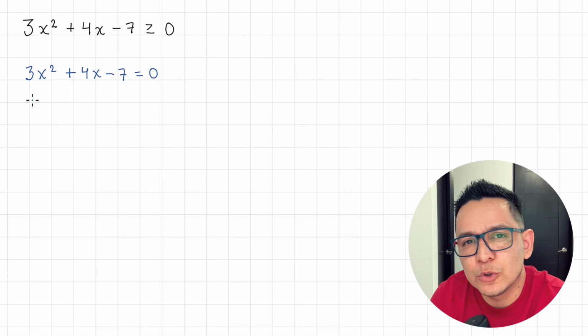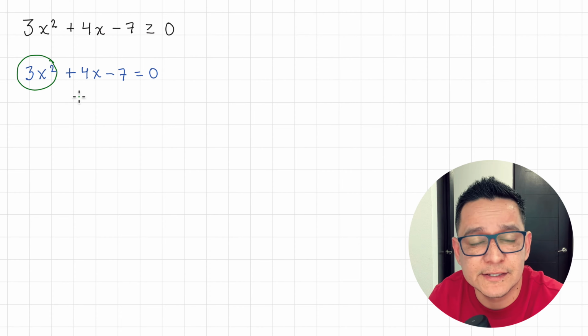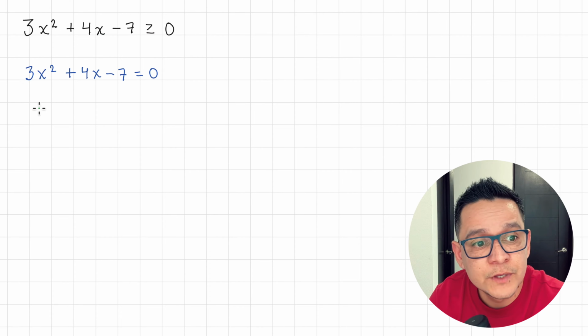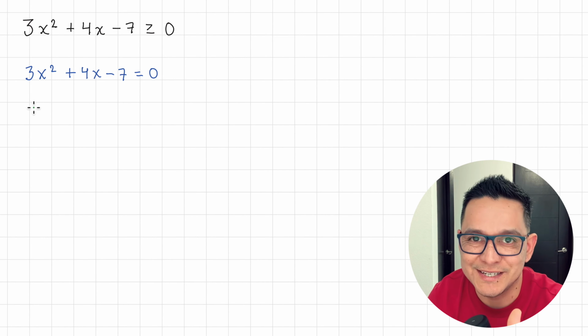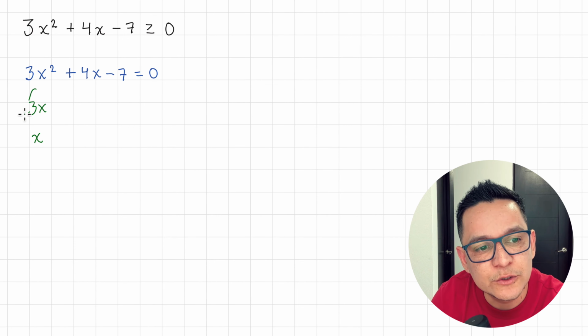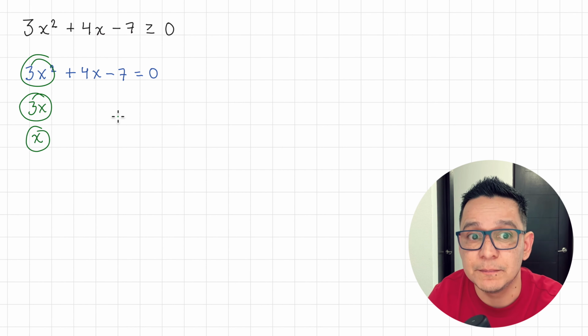Remember that this method consists of looking for two numbers, or two algebraic expressions, that, when multiplied, give me 3x squared. Well, it could be 3x times x, right? Or x times 3x, so I'm going to use 3x times x. I want you to see that I'm placing them vertically, okay? So 3x times x gives me 3x squared, written vertically.